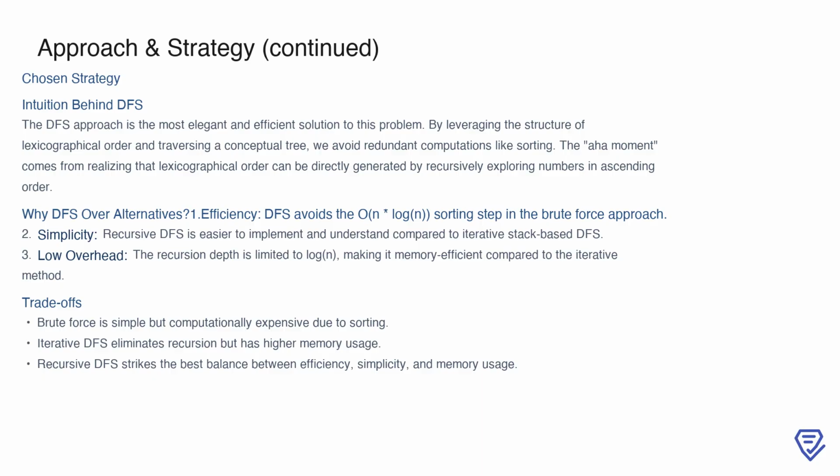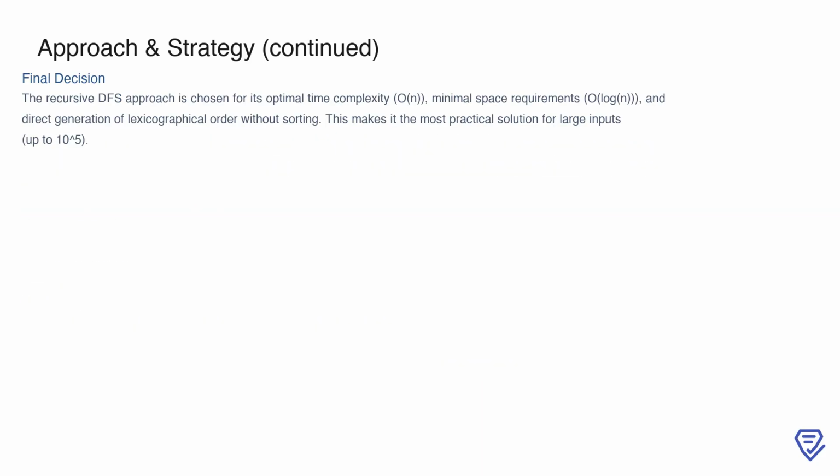After evaluating the different approaches, the recursive DFS method is chosen as the final solution due to its optimal time complexity of O(n), low space complexity of O(log n), and ability to generate lexicographical order directly without sorting. These characteristics make it the most efficient and practical solution, especially for large inputs up to 10 to the power of 5. The elegance of this approach lies in its simplicity and efficiency, providing a robust way to solve the problem while avoiding the pitfalls of alternative methods. This makes recursive DFS the clear winner for tackling the lexicographical numbers problem.